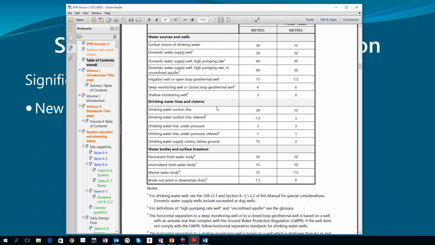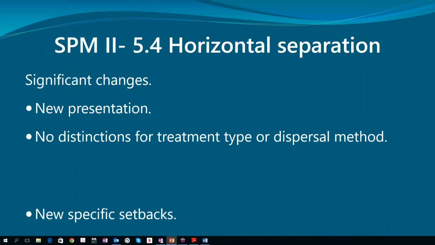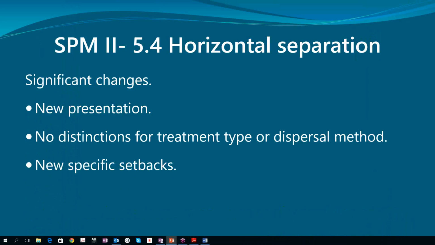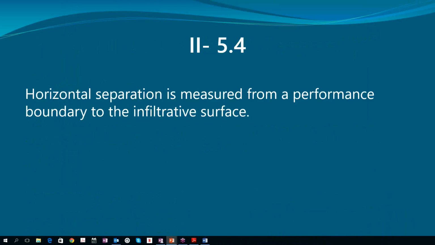And in a previous webinar, we talked about a lot of changes in here. In other words, a lot of these numbers have changed. There's a 0 meter setback from tanks to perimeter drain and so on. So just to recap from my slide, no distinction for treatment type, dispersal method, new specific numbers, new details for lagoons. Horizontal separation is measured from a performance boundary to the infiltrative surface.